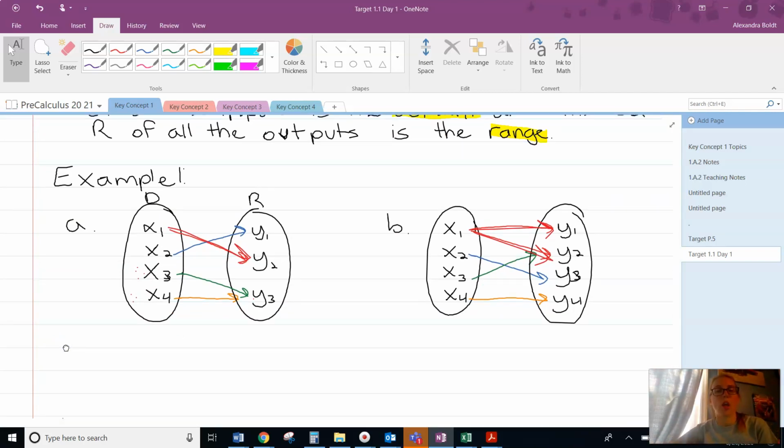And example 1 is showing us, I forgot to put R and D.